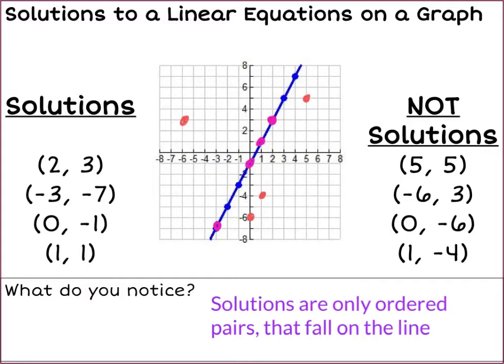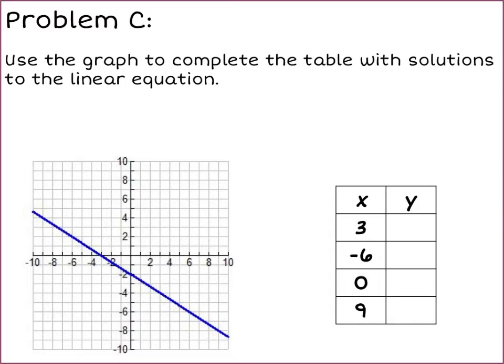Now, knowing what we know about graphing linear equation solutions, let's take a look at how we can use that information to find solutions on a graph. So here in problem C, it says use the graph to complete the table with solutions to the linear equation. They gave us the x's, but they didn't actually give us a linear equation. So we can't just plug in and figure out what the y's are. We have to use the graph. Now, lucky for us, they did put the linear equation on the graph, and based on what we learned in our last scenario, the ordered pairs that are solutions are the ones that are on the graph.